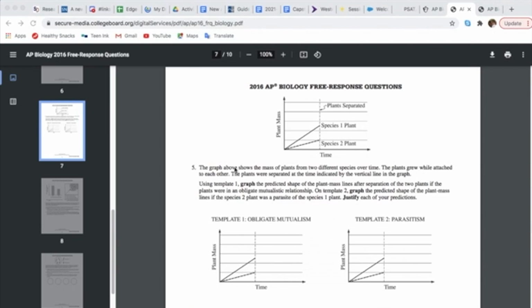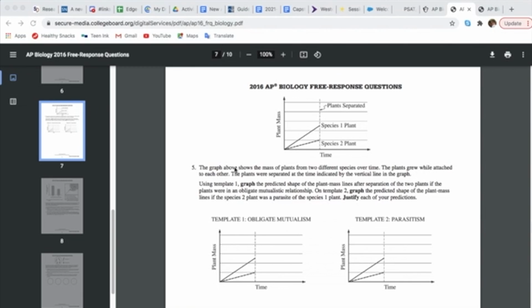So first off, let's read the question. While we're reading it, it's important to either circle the main actions this question is asking you to do, and underline what specifically it's asking.